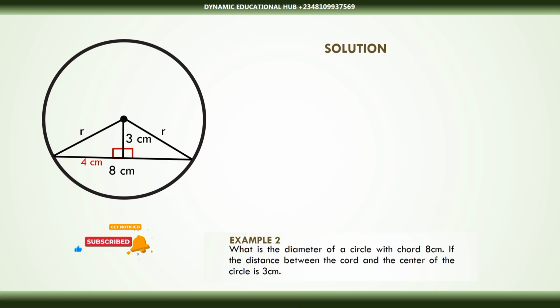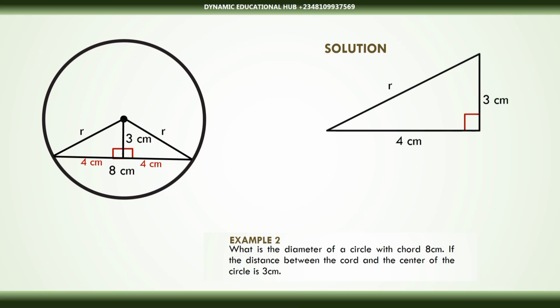So now, according to the theorem, a straight line from the center to the chord is going to be a perpendicular bisector of that chord, which means the 8 centimeters will be divided into two equal parts, which is 4 centimeters and 4 centimeters. So we have two right angle triangles that we want to solve, so we can bring one out of it. I choose to bring this part out. So we are going to have 3 centimeters here, 4 centimeters here, and according to the question, we have to find the diameter, not really radius.